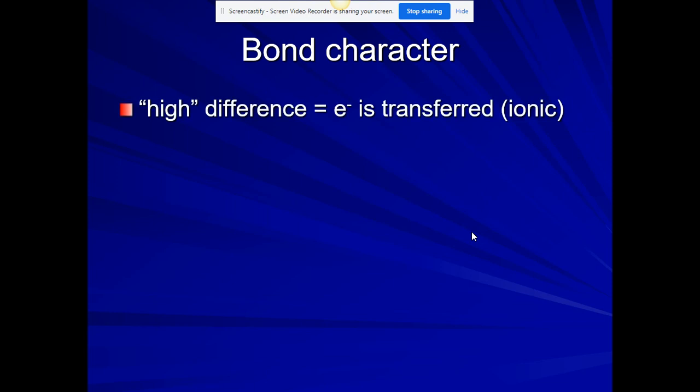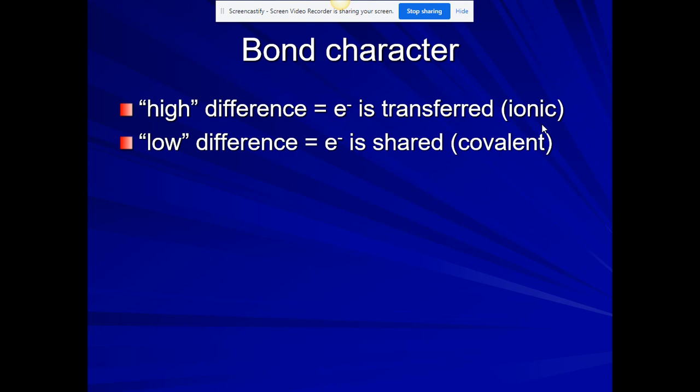If there is a high difference in those electronegativities, what that means is that electrons are being transferred, going from one atom to another completely. That is what we define as an ionic bond. But if there's a very low difference between those, it means that electrons are being shared freely back and forth. That sharing of electrons refers to a covalent bond. So we can tell if something is ionic or covalent based on electronegativity values.